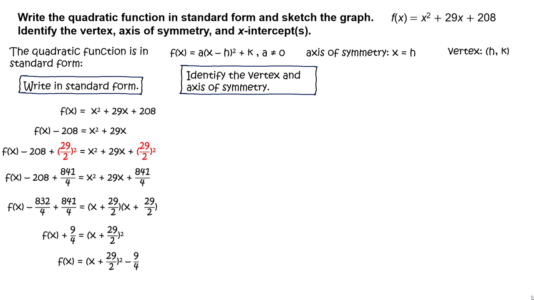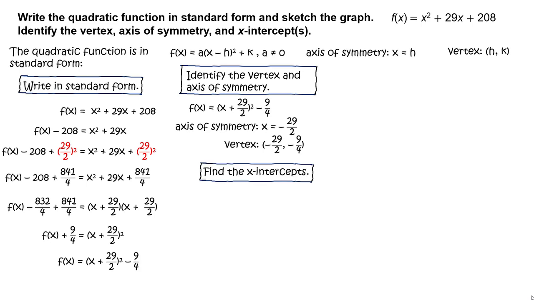Now you're ready to identify the vertex and axis of symmetry. First, write the equation in standard form. f of x equals the quantity x plus 29 halves squared minus 9 fourths. The axis of symmetry is the vertical line with equation x equals negative 29 halves. The vertex is the point (negative 29 halves, negative 9 fourths).